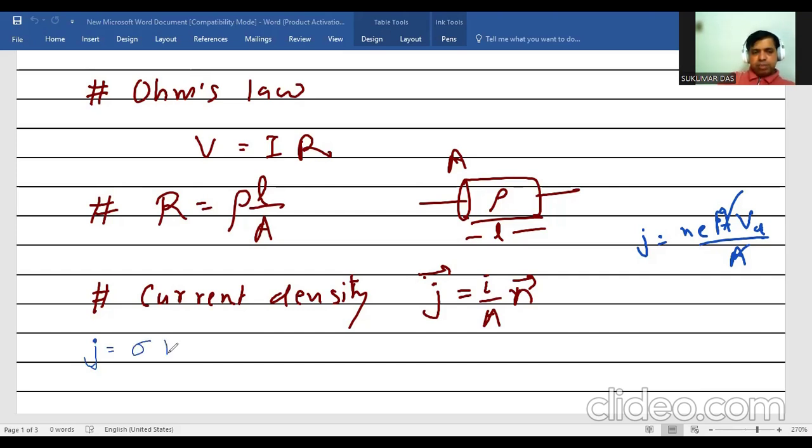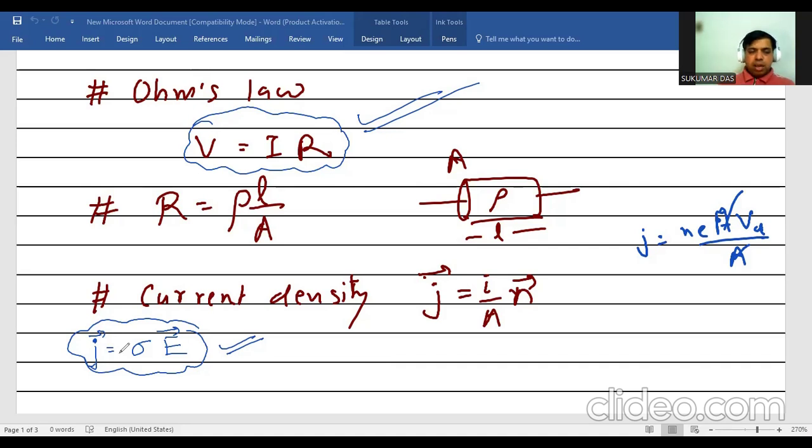And what is sigma? It is the conductivity of the material, which is the reciprocal of resistivity. This relation, J is equal to sigma E, is also known as microscopic Ohm's law, whereas this is known as macroscopic Ohm's law. So obviously this is the default Ohm's law. But in J is equal to sigma E, we see how current density depends on the electric field. Now coming to the other point, that is combination of resistors.